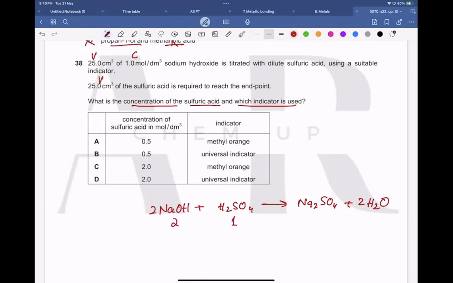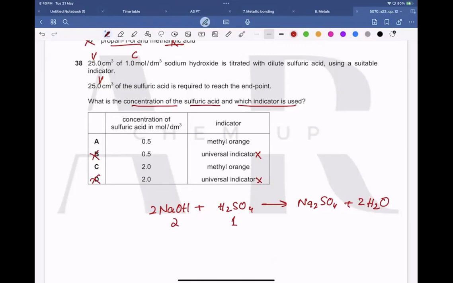Okay, for a titration, we always use a methyl indicator. Universal indicator can't be used for a titration. Remember this thing. So it means these 2 go wrong. Now we are left with A and C.